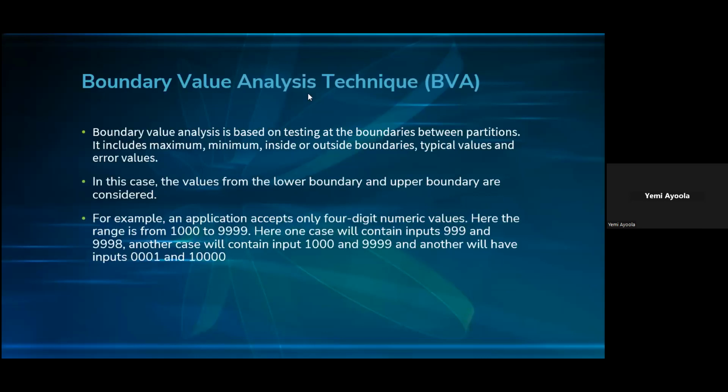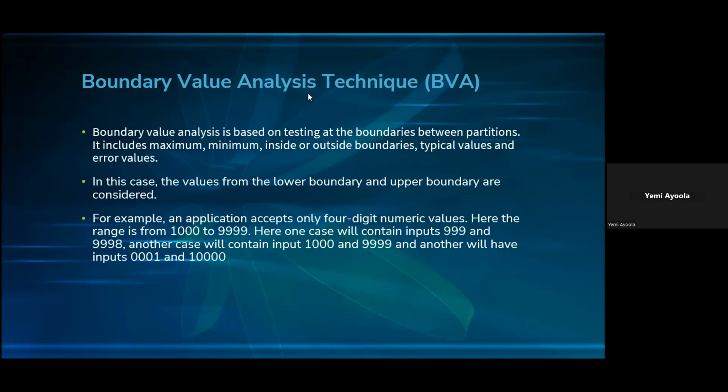So for example, let's take an example. An application accepts 4-digit numerical numbers. ATM. Let's use your normal ATM. You've gone to the machine, you want to withdraw money, and you've done that. So here, the range is from 1,000 to 9,999. So that's the four-digit numbers you can use.